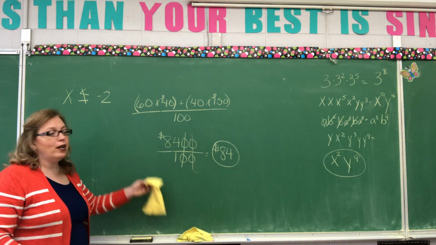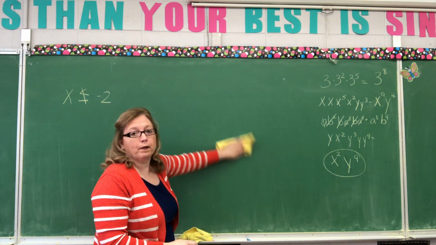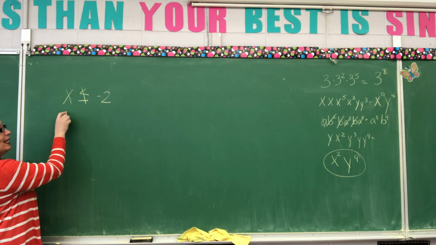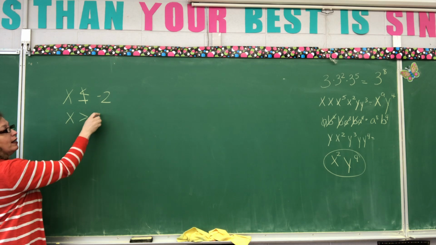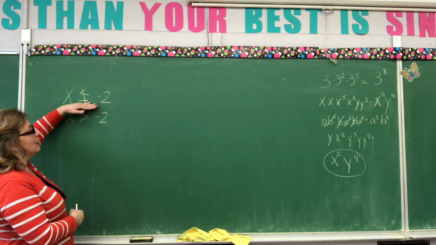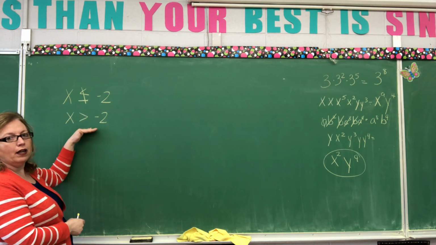In these kinds of equations, the first thing I have to do is make the statement what? Make the statement positive. So I'm going to say, what is X? X is greater than -2. Does everybody see what I did? I took this negative statement and turned it into a positive statement and got rid of the not.